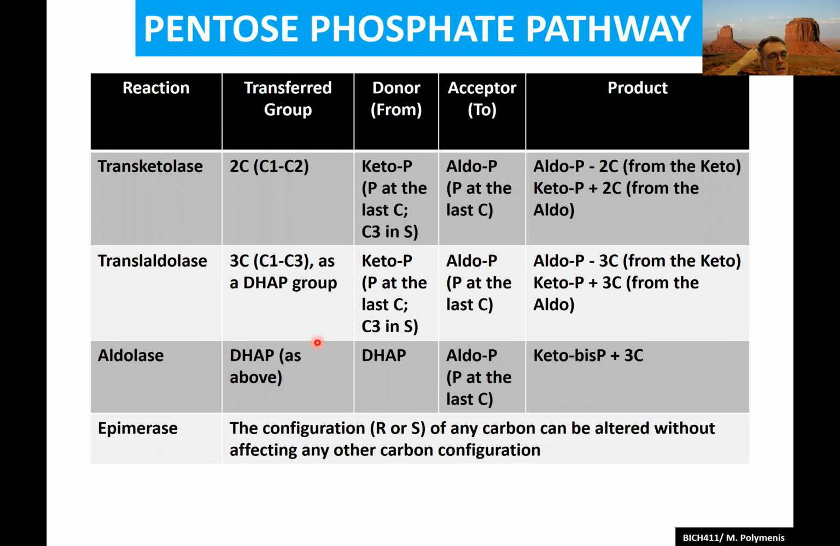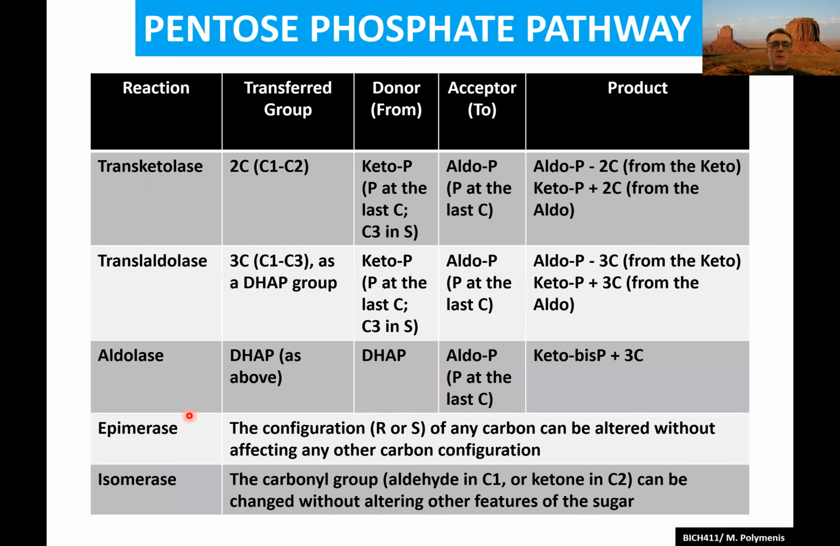The epimerase enzyme. So far we have only 1, 2, 3. That's the 4th enzyme, epimerase, and we're going to have one more, and I think that's it. It changes the configuration between R and S of any carbon, without affecting the configuration of any other carbon. And the last enzyme we need is an isomerase, which we have seen many times already. It switches the keto to aldo, and vice versa.